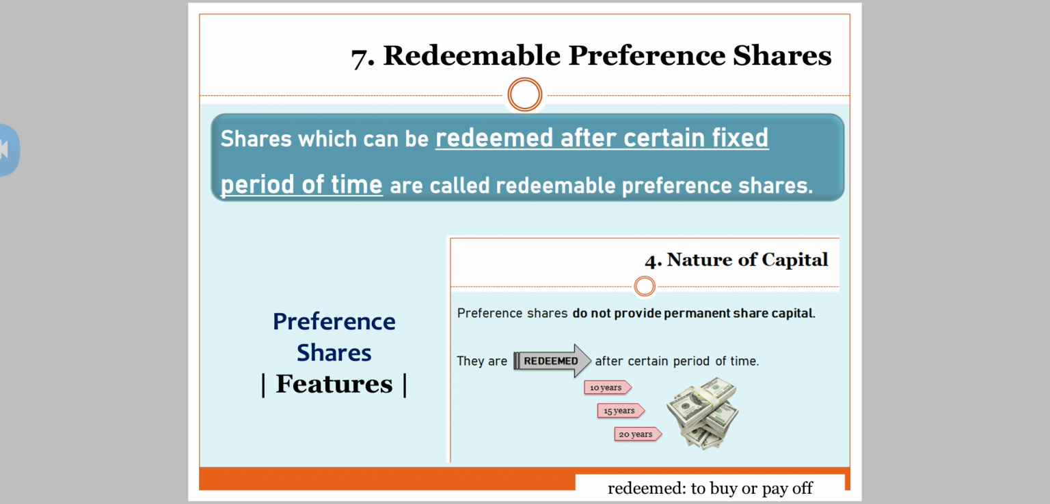Shares which can be redeemed after a certain fixed period of time are called redeemable preference shares. When we were doing features of preference shares, we saw one feature as nature of capital. Preference shares do not provide permanent share capital. They are redeemed after a certain period of time. Redeemed means the company buys back, or pays off the money and takes the shares back.